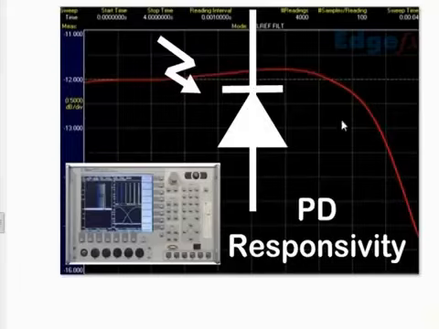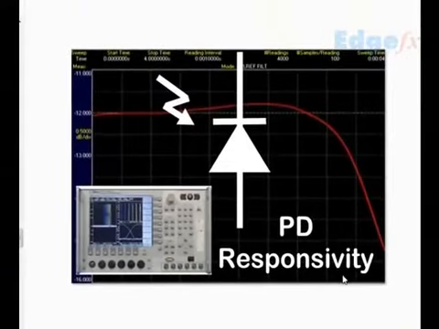And you can see from the graph here, when the light falls, this behaves like a resistor conducting heavily in the reverse bias condition. That means current can flow from here to here.